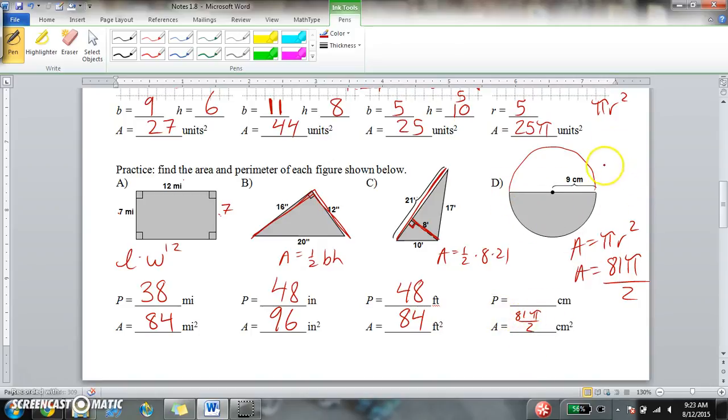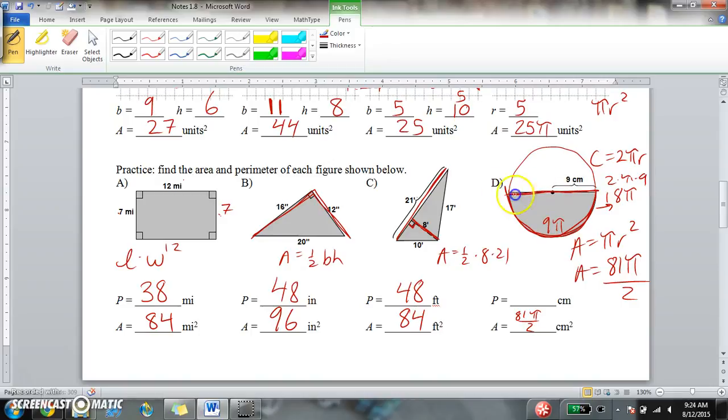Perimeter. So I would need half of the circumference. The circumference would be 2 times pi times the radius. So 2 times pi times the radius, which is 9. 9 times 2 is 18, so that would be 18 pi. But, again, this is only half of the circle. So this piece right here would be half of this, so that would be 9 pi.